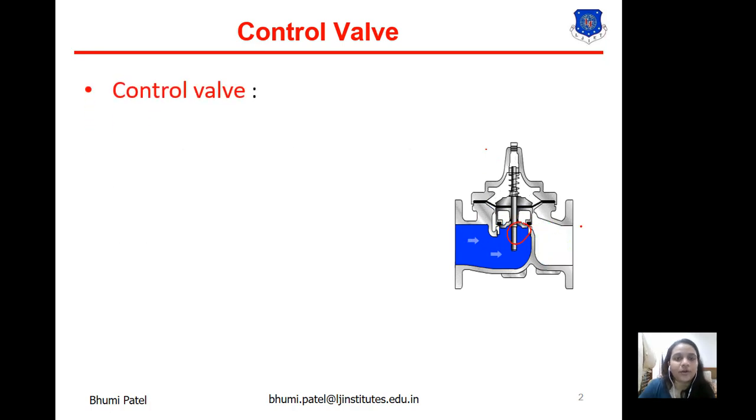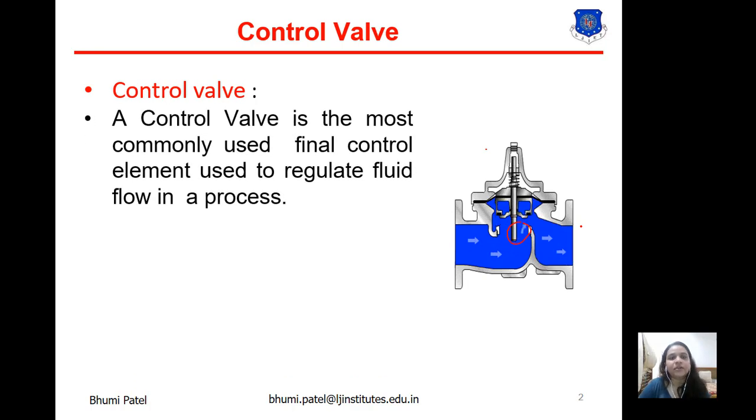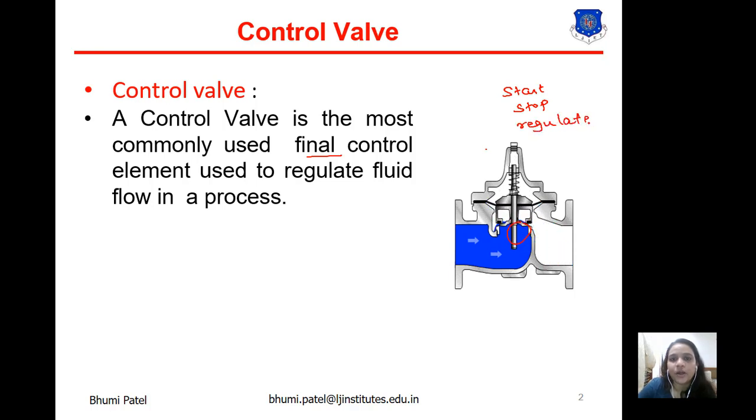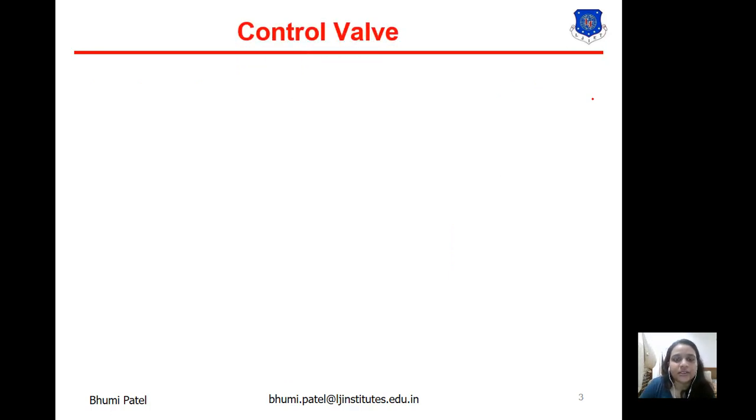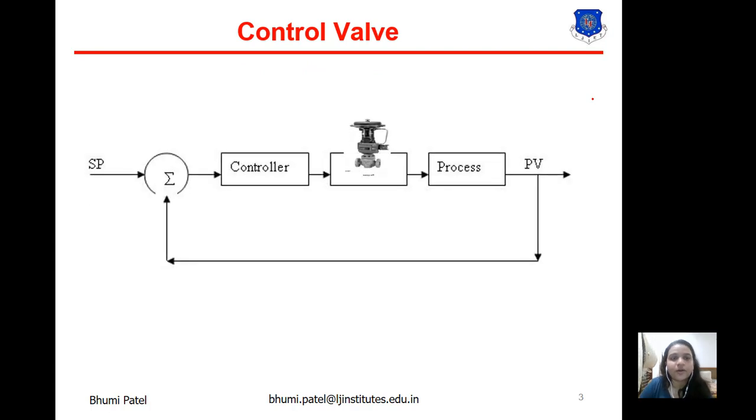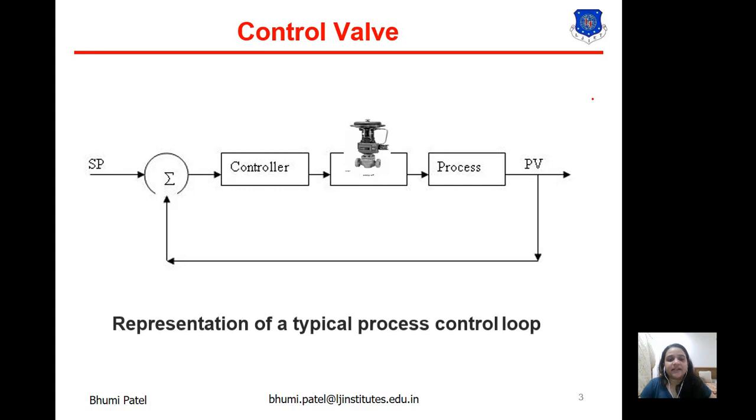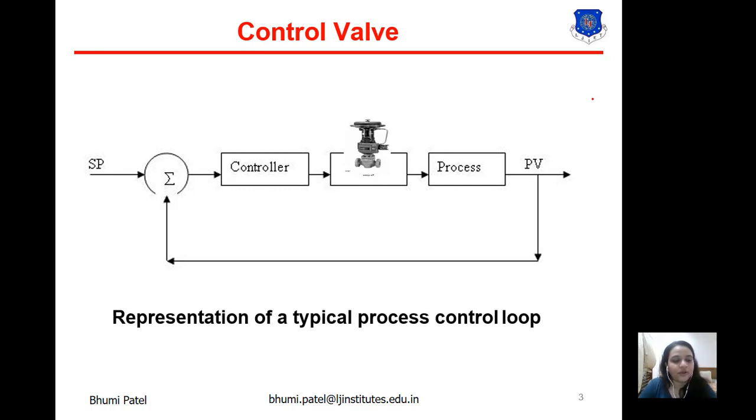So what is a control valve? A control valve is the most commonly used final control element, used to regulate fluid flow in a process. So the control valve is used to start the process, stop the process, and the third important function of the control valve is to regulate the fluid flow in a process. So this is the basic control valve diagram representation of a typical process control loop.